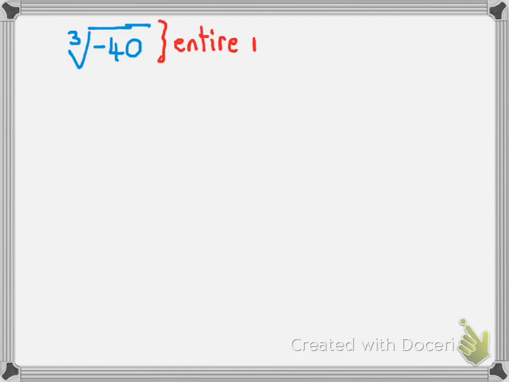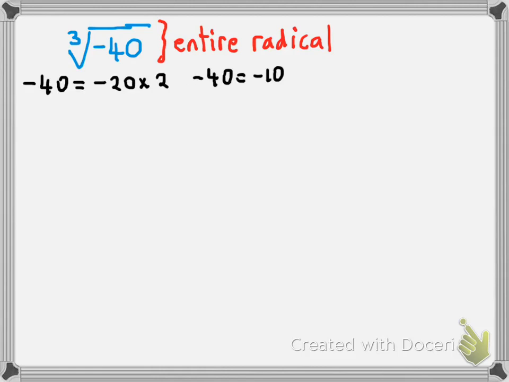Let's look at another example, but now let's see if we can do a cube root. The cube root of negative 40. This is an entire radical. The same thing we did previously is what we have to do here. We have to break negative 40 down into its component factors. Negative 40 is negative 20 times 2. Negative 40 is negative 10 times 4.